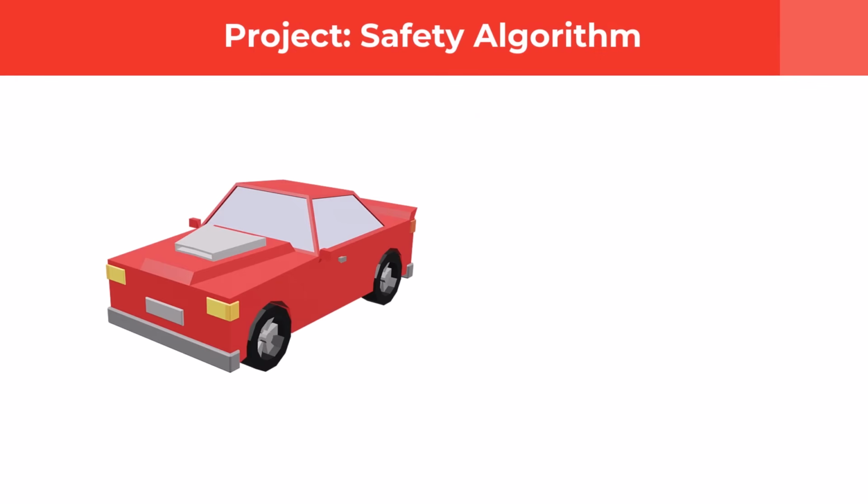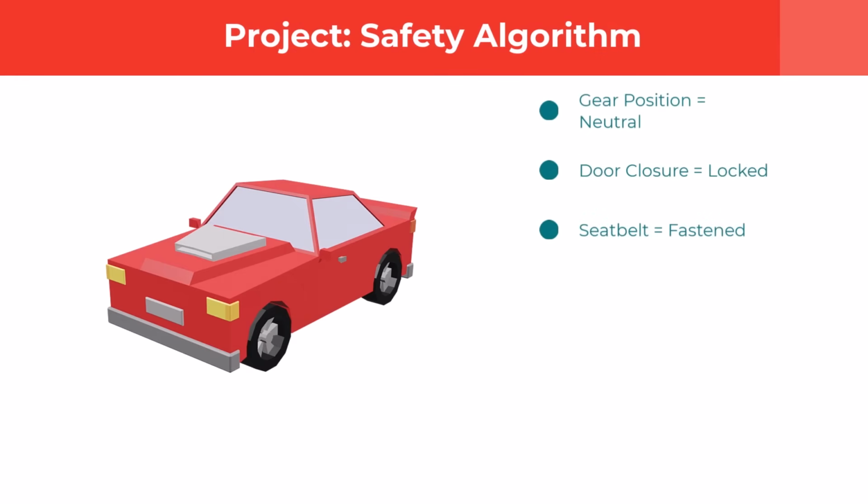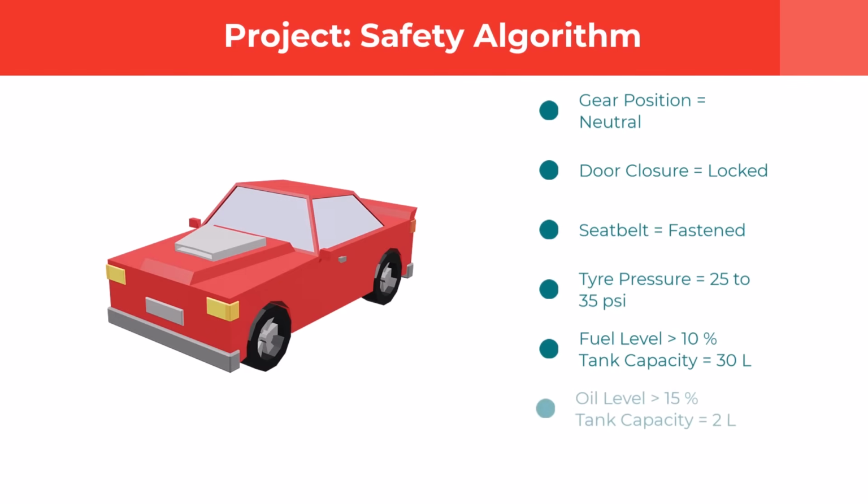The algorithm should make sure that the gear is in neutral position, doors are locked, driver has fastened the seat belt, tire pressure is in the range of 25 to 35 psi, fuel level is more than 10% of the tank capacity and oil level is more than 15% of the tank capacity. The tank capacity of the car model is 30 liters and the oil tank is 2 liters. Also, the car manufacturer doesn't want to make the seatbelt a compulsion for the driver. Instead, he wants to display a caution message on the car dashboard.